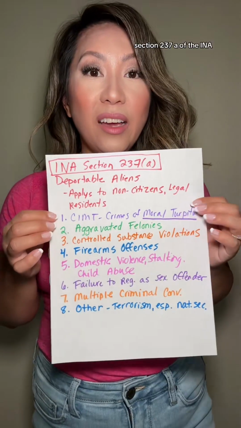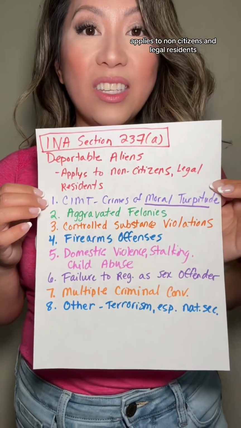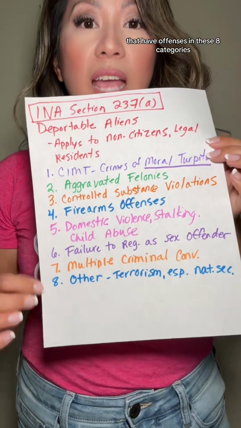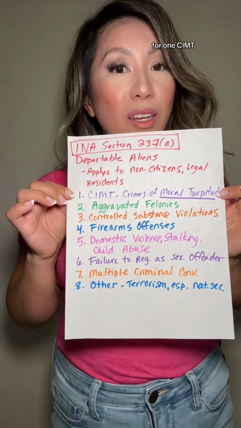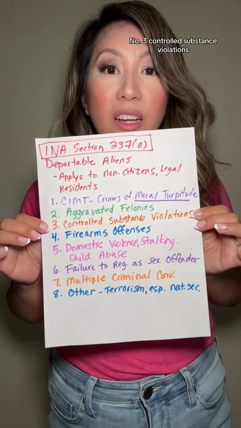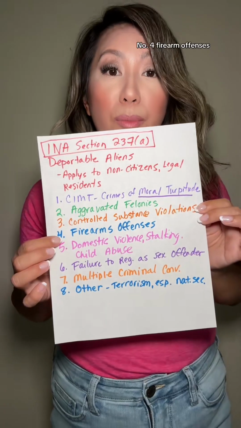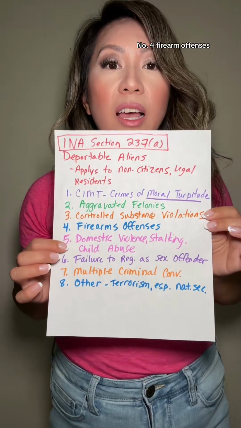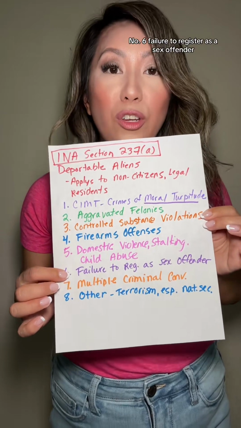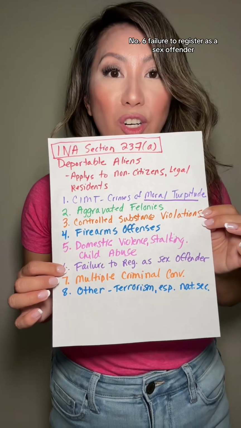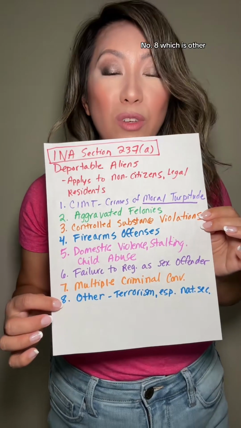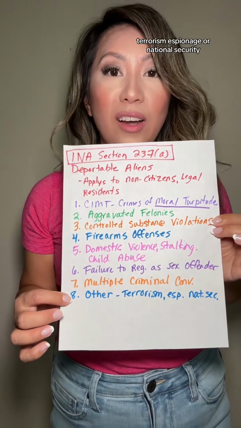Section 237A of the INA applies to non-citizens and legal residents and those individuals that have offenses in these 8 categories. Number 1, CIMT, which stands for Crimes of Moral Turpitude. 2, Aggravated Felonies. Number 3, Controlled Substance Violations. Number 4, Firearm Offenses. Number 5, Domestic Violence, Stalking, Child Abuse. Number 6, Failure to register as a sex offender. Number 7, Multiple criminal convictions together. And number 8, which is other: terrorism, espionage, or national security.